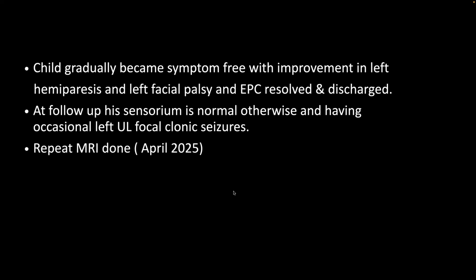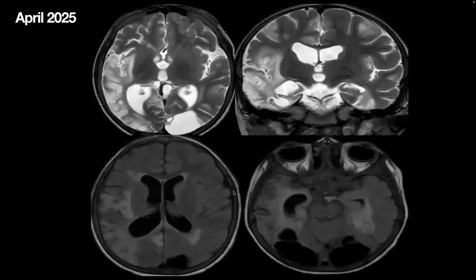So we did a repeat MRI after 4 to 5 months into the illness, in April 2025. So this is the repeat imaging. Again, you can appreciate cystic changes slightly progressed going up to the temporal lobes, and also the multifocal abnormalities are now more confluent. You can appreciate the progression in terms of imaging.